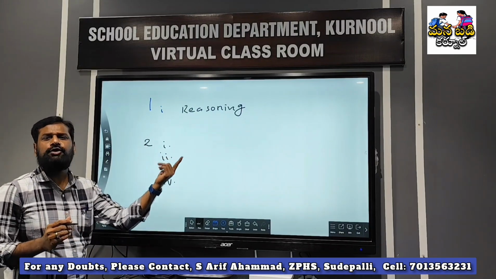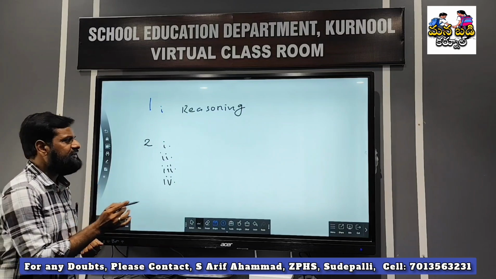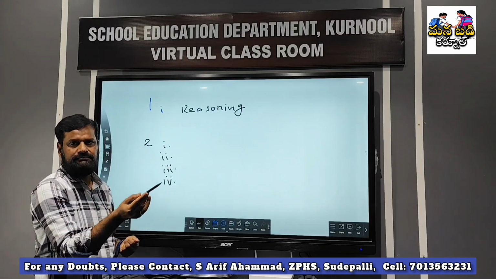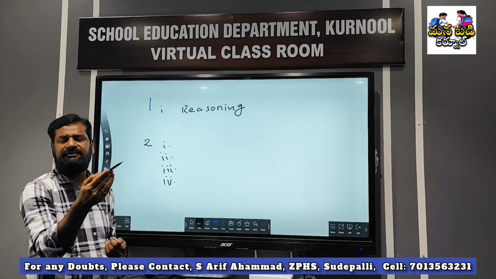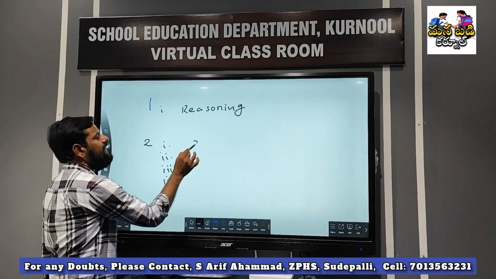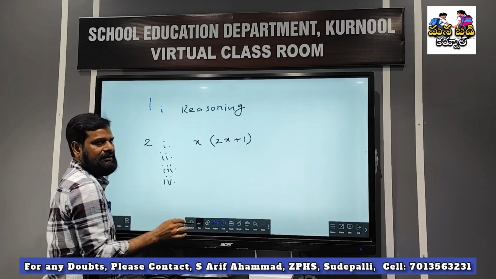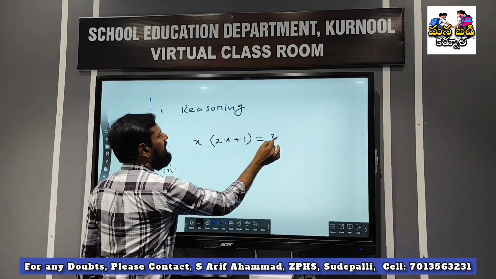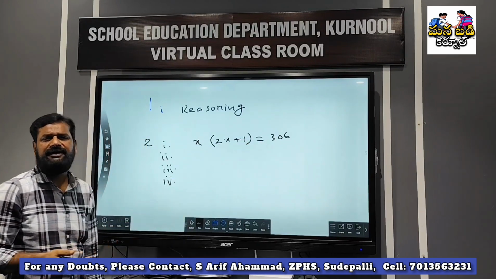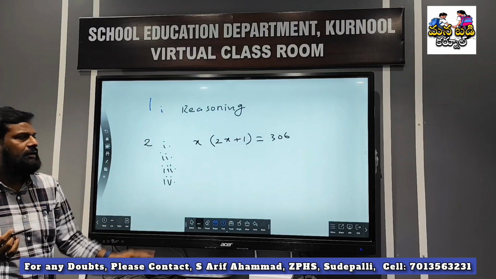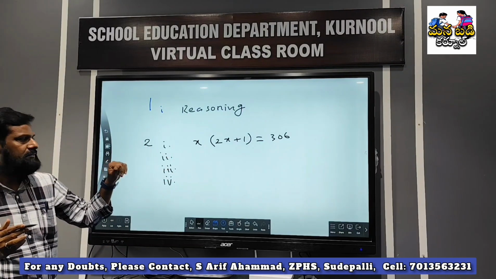So here some simple questions are there. If you see, length and breadth of a rectangle is given, breadth is x, length is twice the breadth plus 1 more than the breadth, area is 306 like that. You have to simplify and represent it in the form of a quadratic equation.